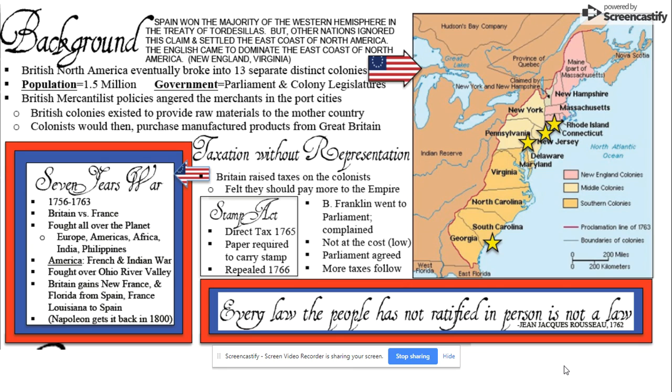Another cause is going to be the mercantilistic policies that Britain had, and it's going to anger the merchants because colonists can only purchase manufactured goods from Great Britain, and they have to send all of their raw materials to Britain, even if somebody else was willing to pay more, or you could buy something cheaper from, say, France or Spain or somebody else. Nope, it had to trade with Britain.